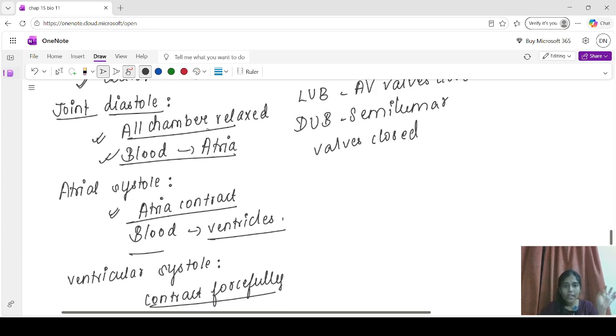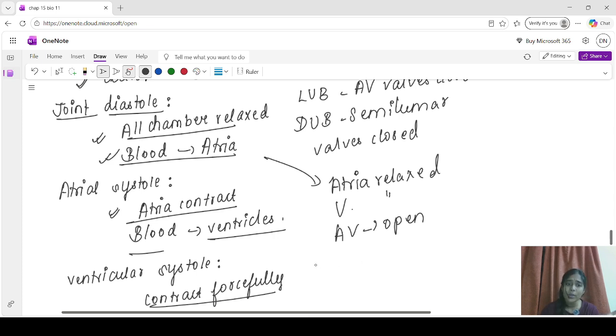Now in the joint diastole, the atria will be relaxed and the ventricles are also relaxed. From the veins, the blood will move to the atria. The AV valve will remain open and blood will passively flow into the ventricles. The semilunar valve will remain closed. This is the filling phase of the heart.